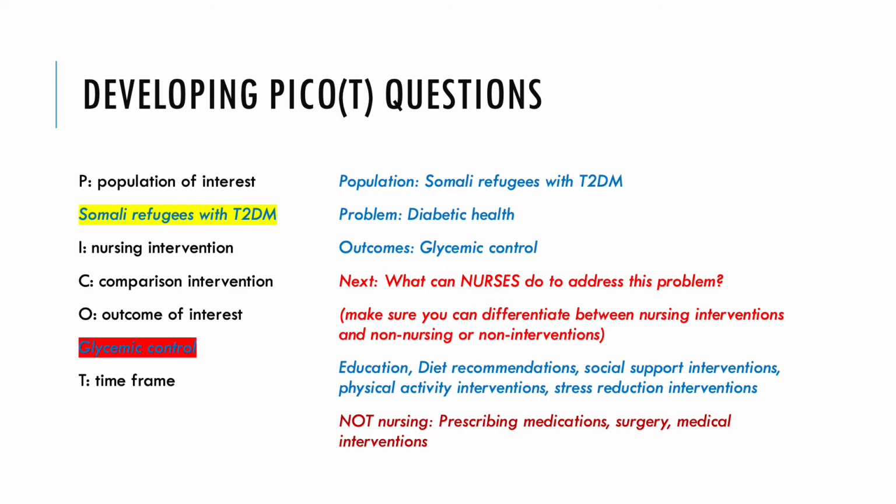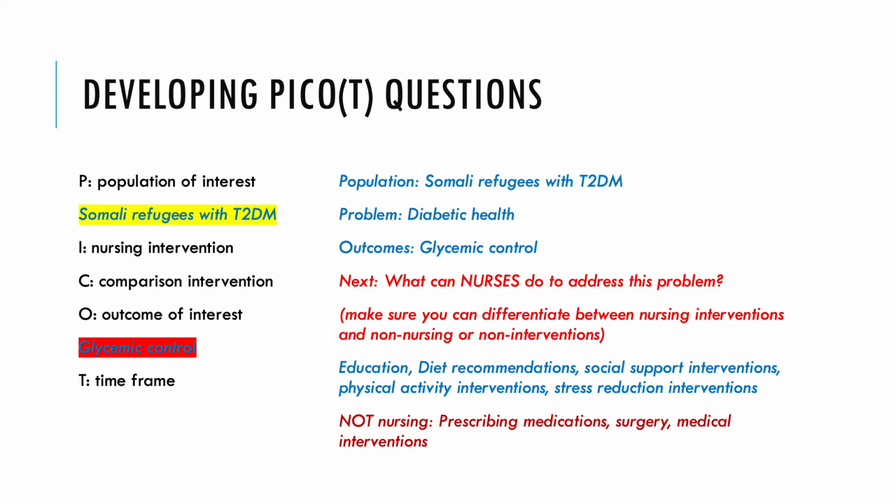So you might start to feel a little stuck in this section because you're not nurses yet, and you may not be aware of all the possible nursing interventions that exist. So this is where it can be really, really helpful to start hunting through the nursing research. What are nurses doing to help these types of patients with this specific problem or outcome? So get some ideas from that existing nursing research.